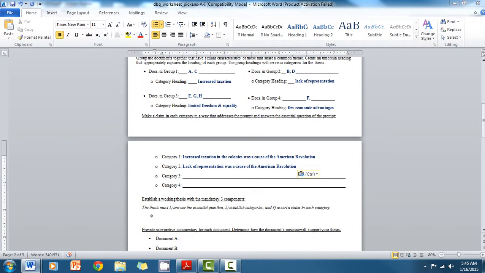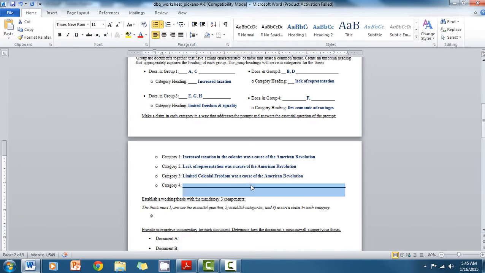When you go on down to category 3, what were the causes of the American Revolution? Limited colonial freedom was a cause of the American Revolution. And then category 4, we also established that few economic advantages was a cause of the American Revolution. So after you get the claim in each category, claim just meaning answer the question in each category, then you put all of these components together, and that pretty much is your thesis.